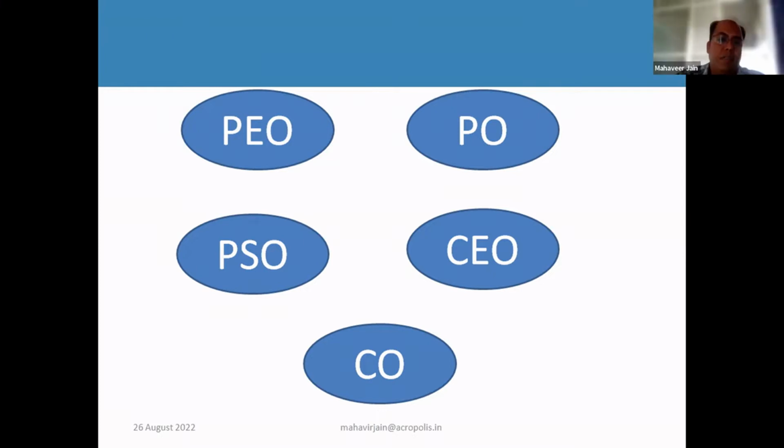Okay. So certainly I have related all the terms, which are frequently asked in the NBA. What is the PO, PSO, CO, and the CO? Certainly I have just pinned them in a sequence: the PO, PSO, CO, and the CO.